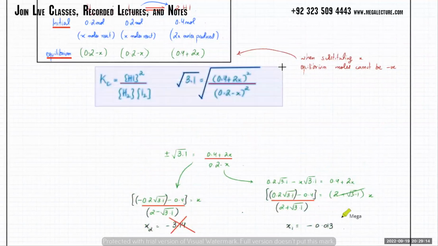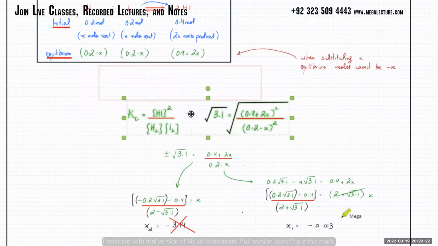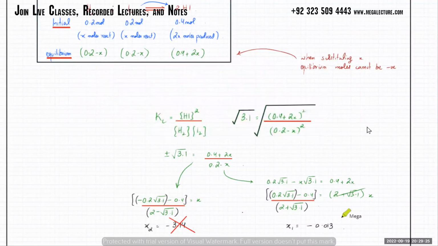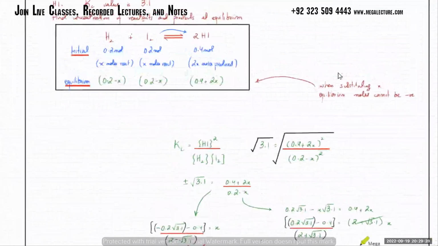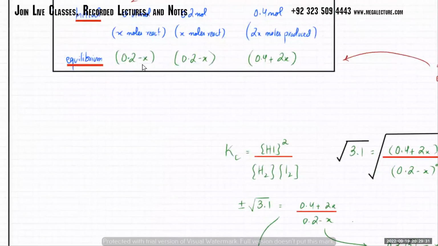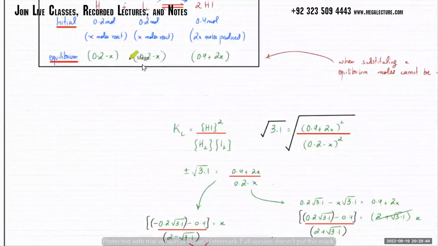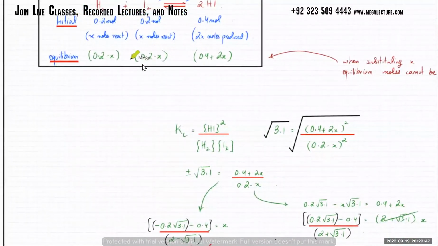So I'm going to substitute this one. ऐसे हमारा केसी सॉल्व हो गया. अब यहाँ पे -0.013 substitute this. So -0.013. How many moles do you get over here? -0.013, right? So it's going to be what? 0.213. 0.213, right?